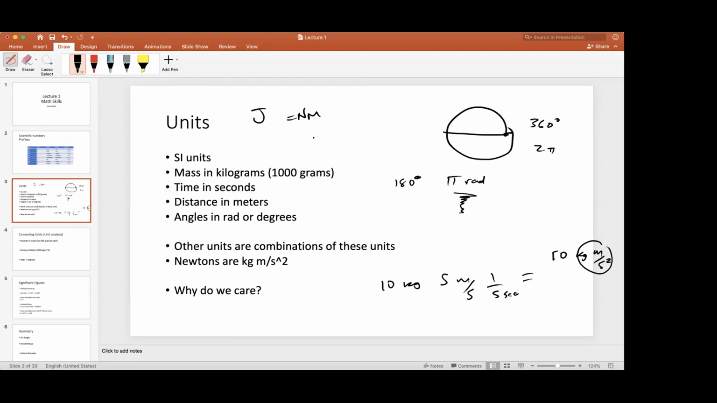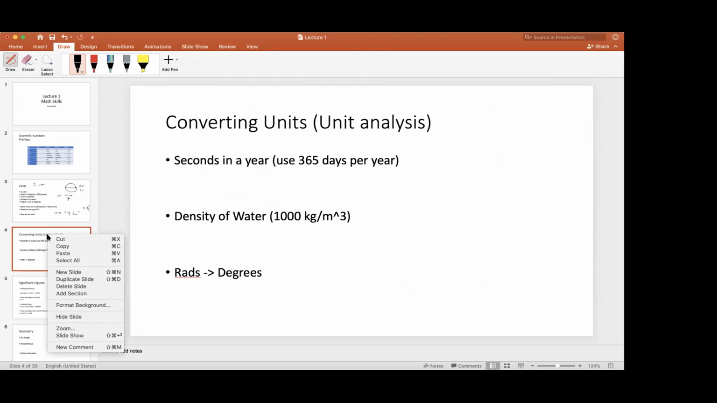Anyway, so the next thing that we want to talk about is converting units. Sorry, my dog needed to go outside.